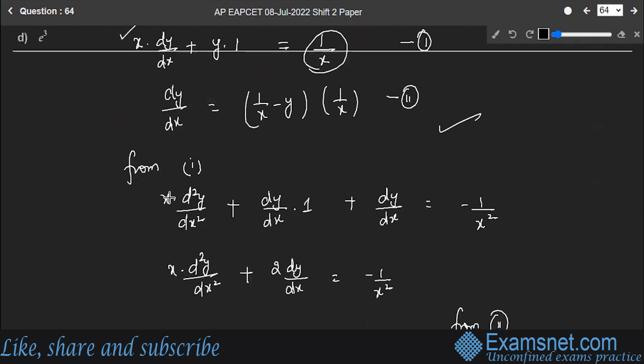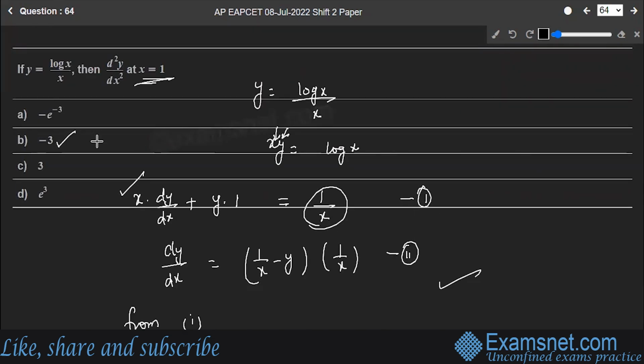Right? Let's check with the options. We have option B as the correct answer. Hope you're clear. Next is question number 65.